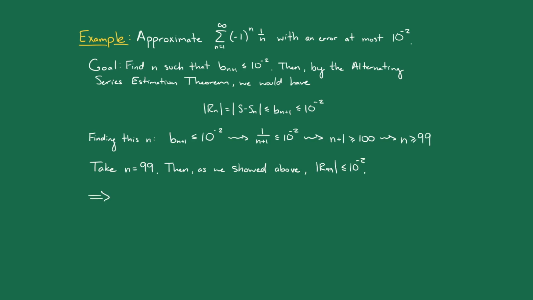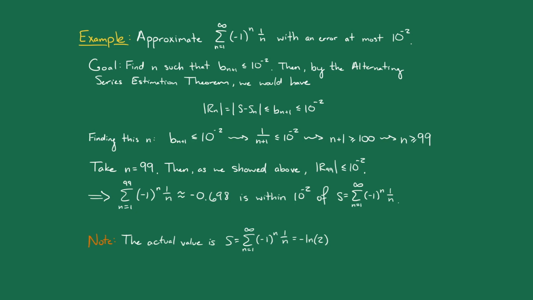And so, we have that the 99th partial sum, which is about -0.698, is within 10^-2 of the actual sum. And so we're done. Just a quick note, the actual sum of this series is -ln 2, which is equal to -0.693, and so we were pretty close.